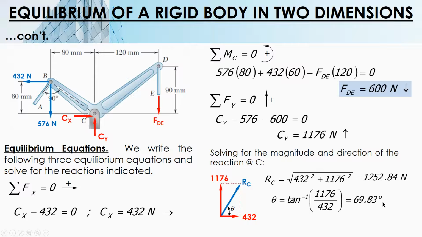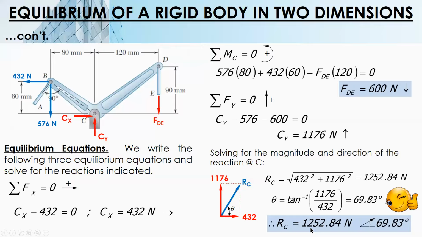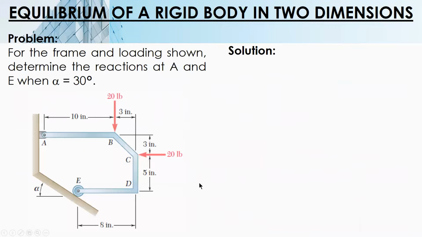Okay, 69.83. Therefore, the reaction at C is equal to 1,252.84 at an angle of 69.83 from the positive x-axis in a counterclockwise direction. Okay. Another problem.